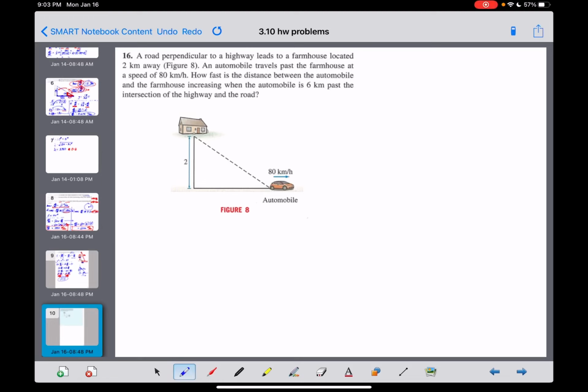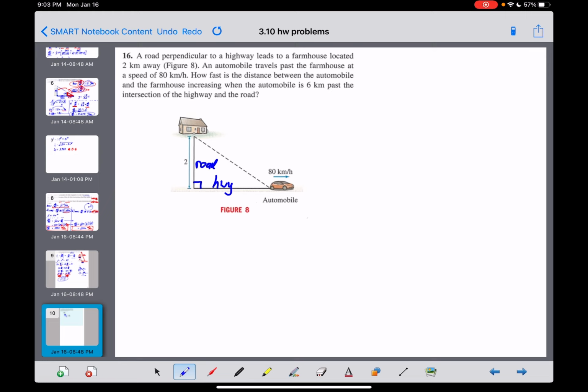Okay, number 16 is kind of testing your ability to read a wordy problem here and do a lot of translating on your own. So a road is perpendicular to a highway. This is the highway right here on the bottom, guys, and then this is the road they're discussing here. Perpendicular to the highway, so we know we're dealing with a right triangle here.